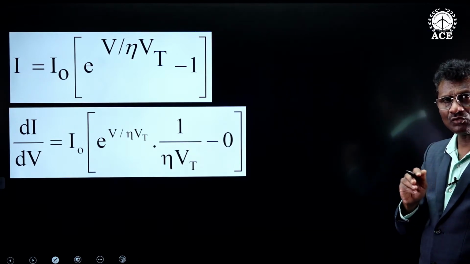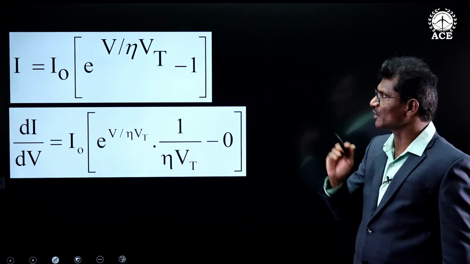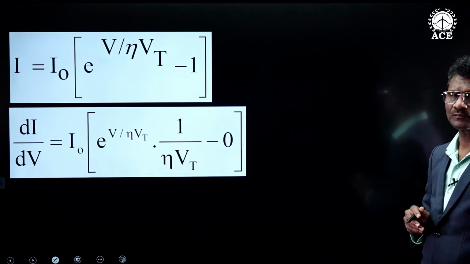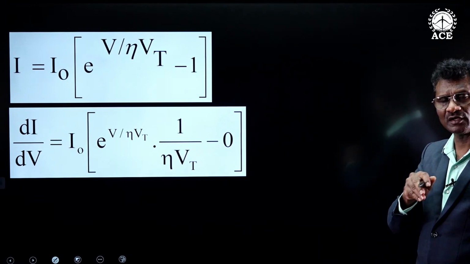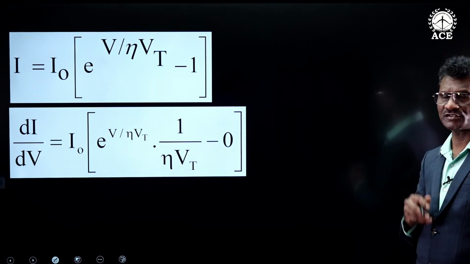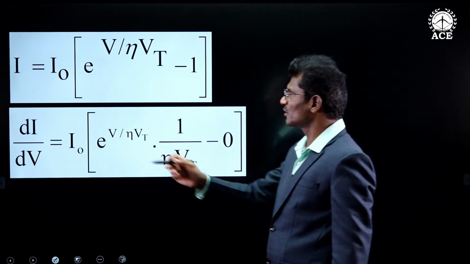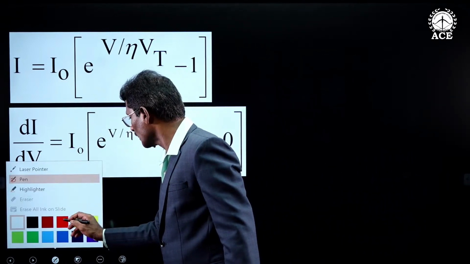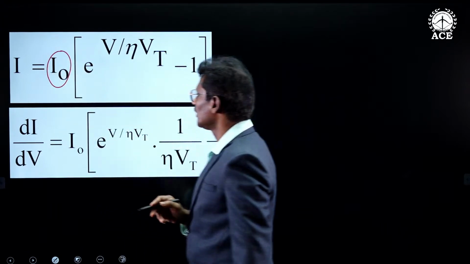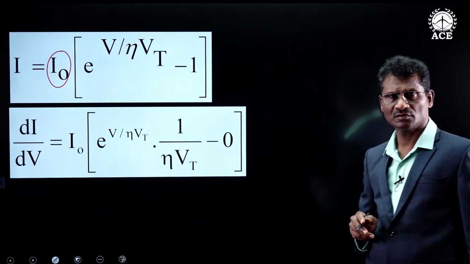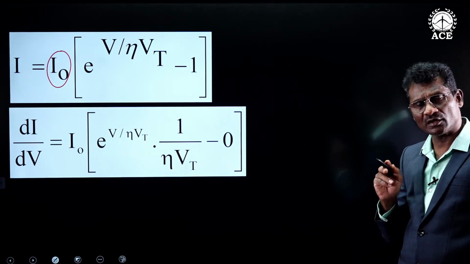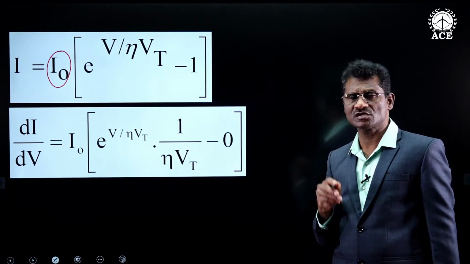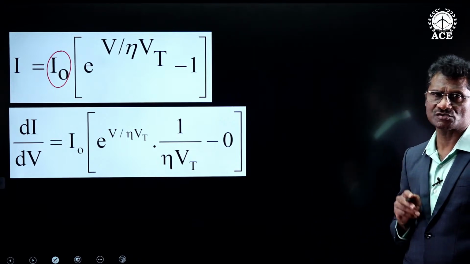Now, until now we have defined what is the meaning of I, what is the meaning of I naught, what is the meaning of V, etc. Now we move back to the dynamic resistance derivation. We want to differentiate this current with respect to voltage. As we know, this I naught is reverse saturation current. It depends only on temperature. It does not depend on the voltage. Reverse voltage may increase or decrease. Still I naught will be constant.